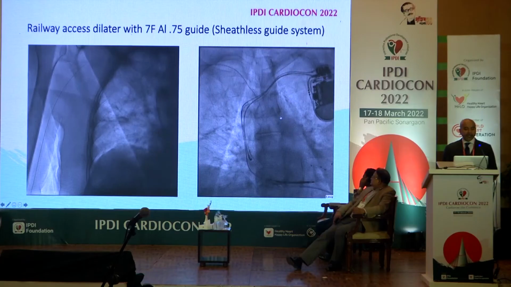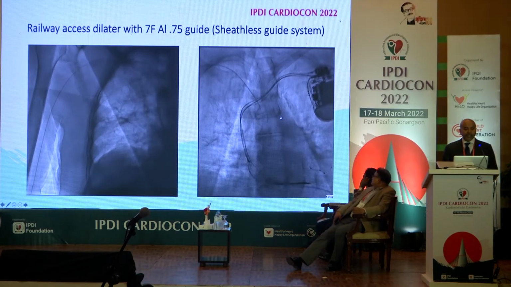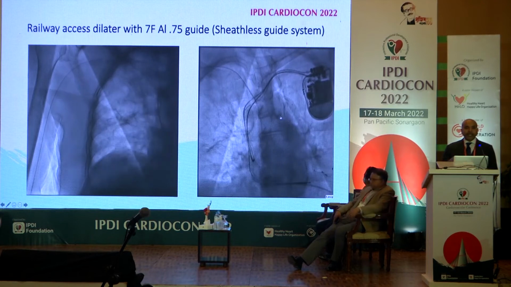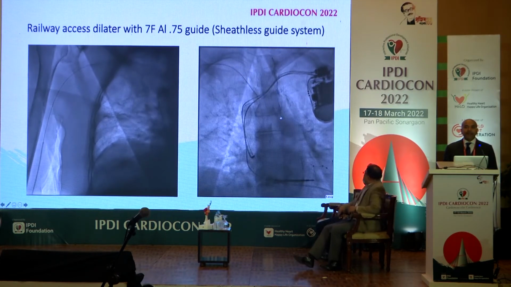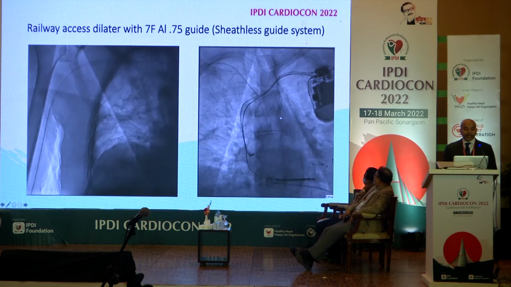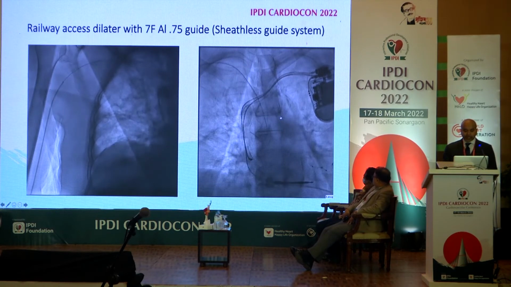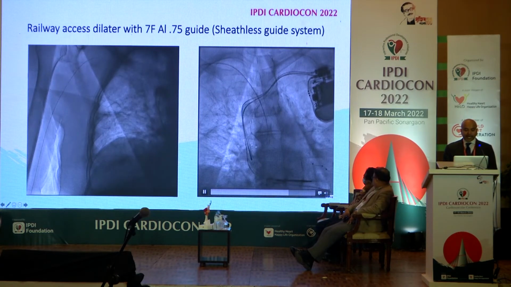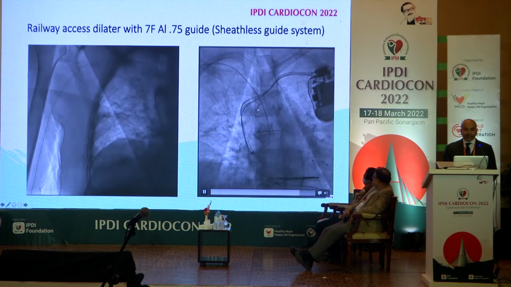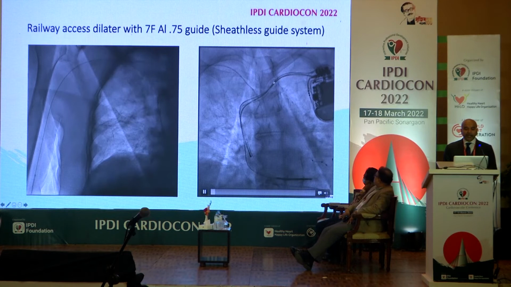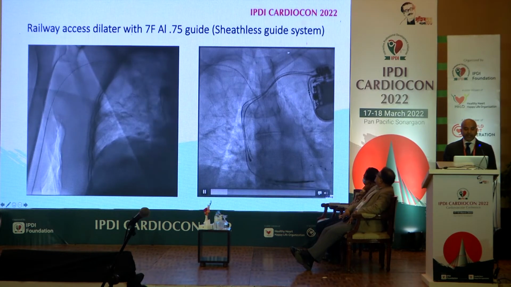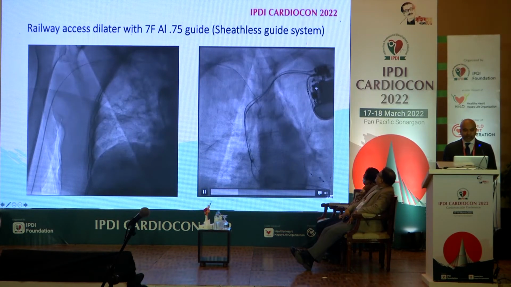What you'll see here is a Railway sheathless guide system that we are advancing from the right radial approach. The technique here is to really come down to the aortic valve and then go back up into the left internal carotid artery. And so you'll see the guide sitting here. It's an Amplatz guide with a wire that traverses very easily along the aortic arch up into the left internal carotid artery.